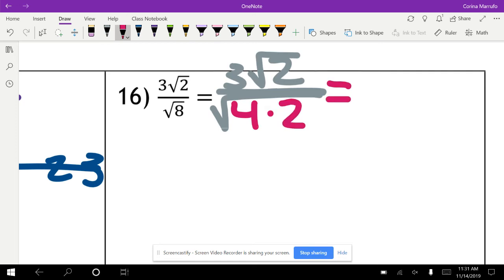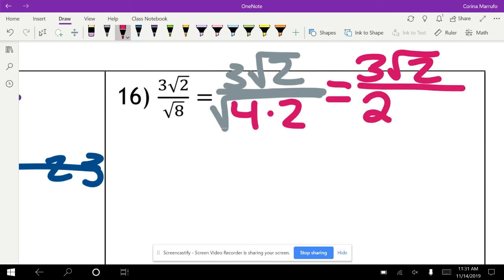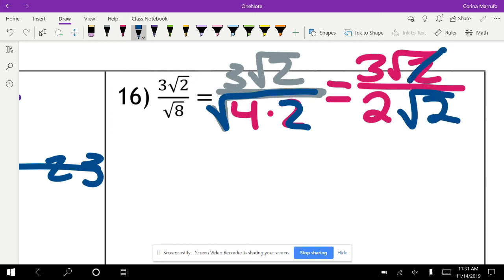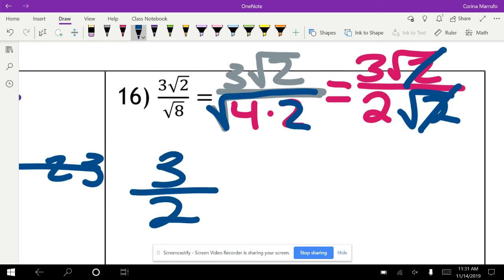So when we reduce this, we get 3 times the square root of 2 over. The square root of 4 gives you 2, so you leave it outside of the square root. And then the 2 here, we can't take the square root of 2 and get a whole number, so it stays in the square root. So on here, the square root of 2 and the square root of 2 cancel, and we're left with 3 over 2. And 3 over 2 is a fraction that we cannot simplify. It's in simplest form, so we leave it like that.